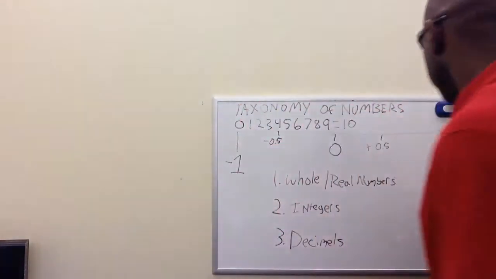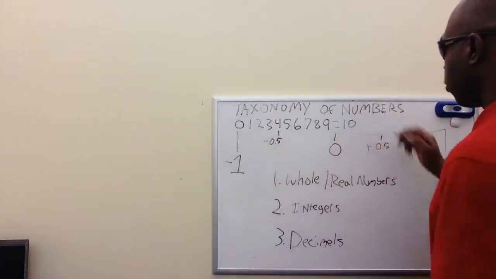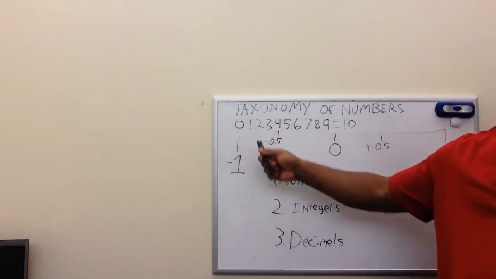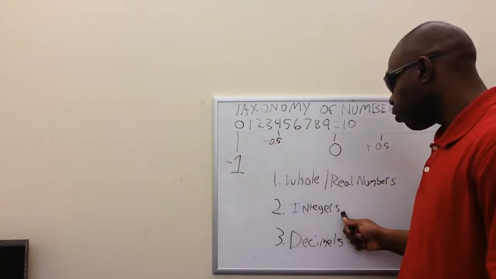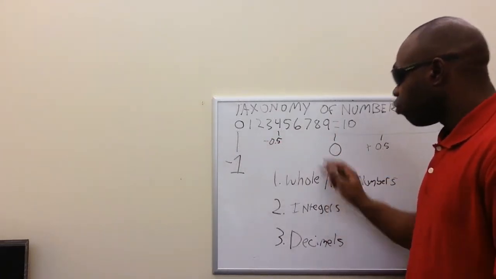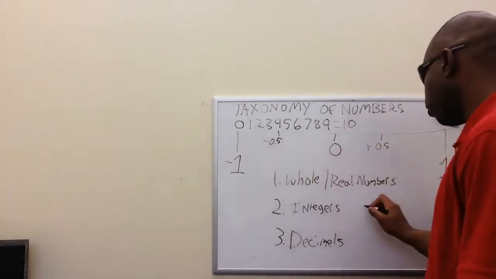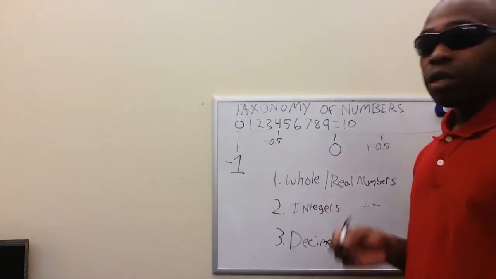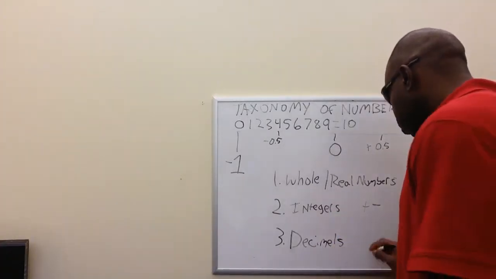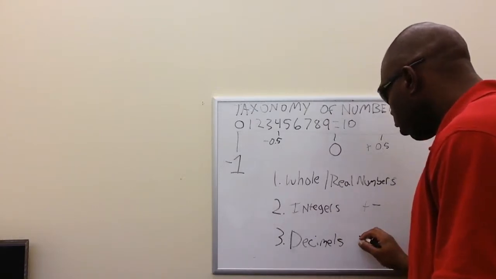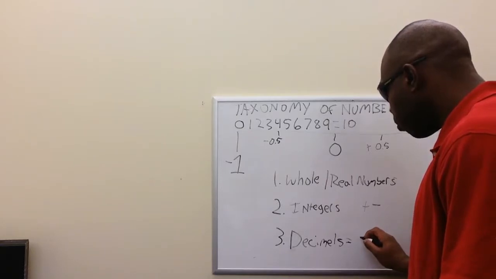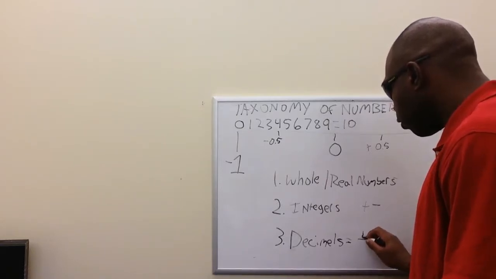Whole numbers are the counting numbers that we see listed here. Integers are also the counting numbers that we see here. But integers differ from just the whole numbers because they include the positive and negative values as well. The decimals are, how do I want to say this? The decimals are the sum of the fractions.